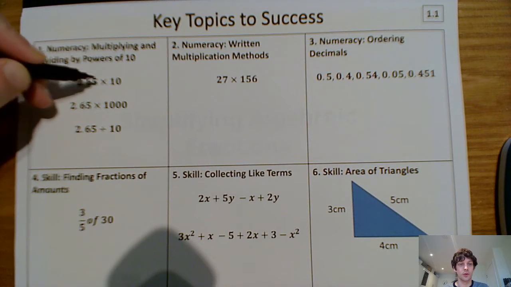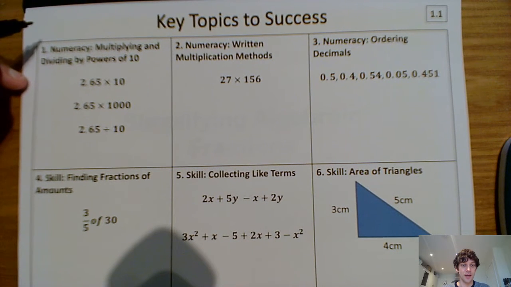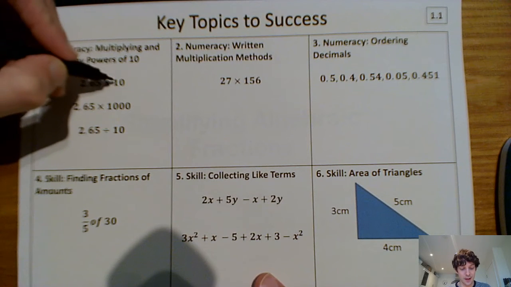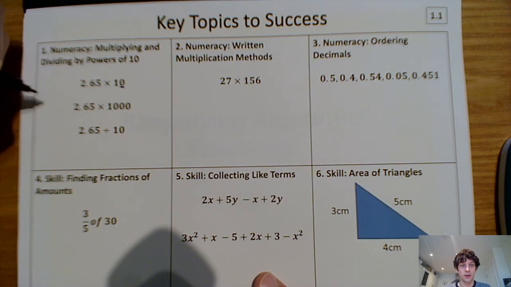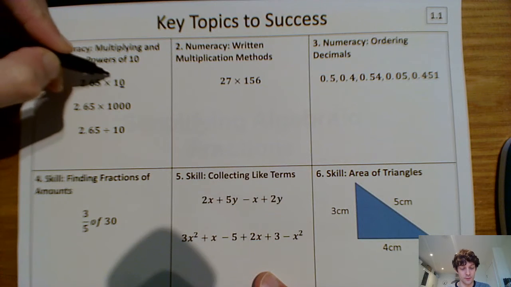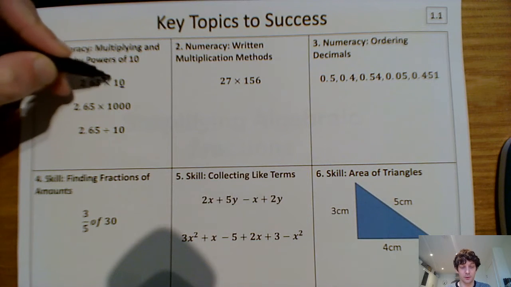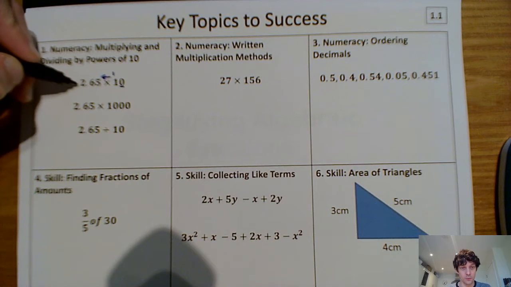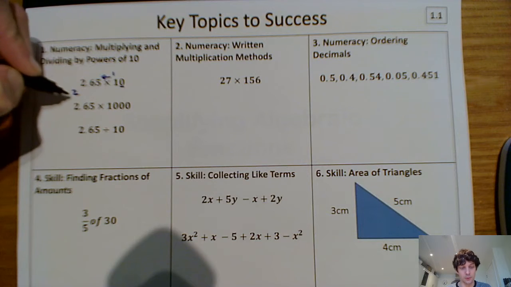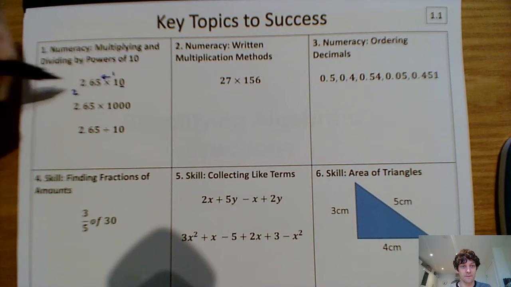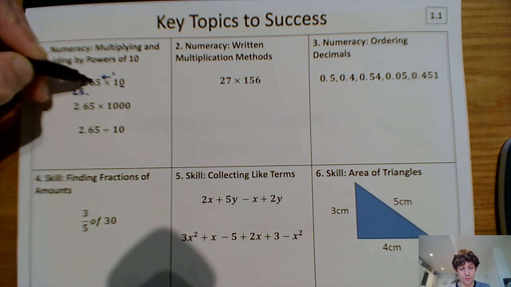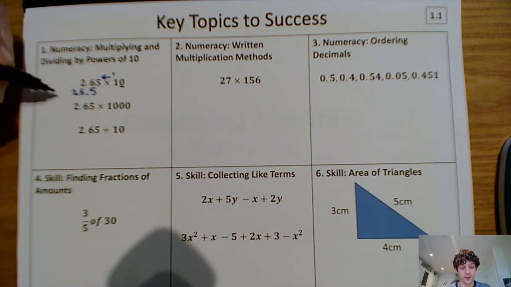So here we've got 2.65 multiplied by 10. If I'm multiplying by 10, that means I'm moving everything 1 decimal place to the left. So this 2 is 2 units. That's going to become 2 tens. My 6 tenths is going to become 6 ones. And my 5 hundredths is moving 1 place over to become 5 tenths. So that would be 26.5.